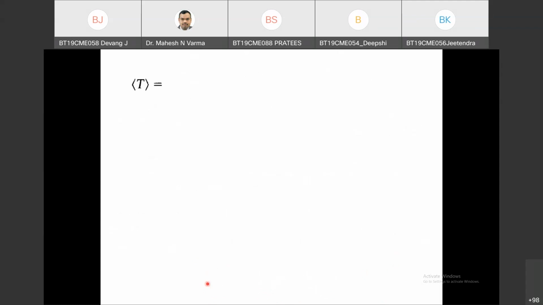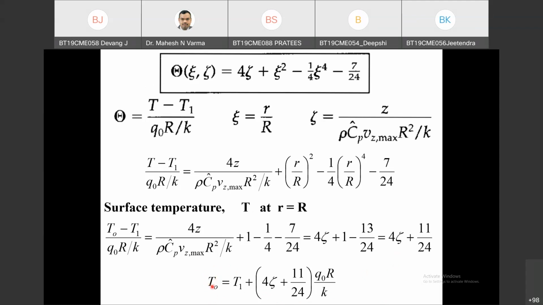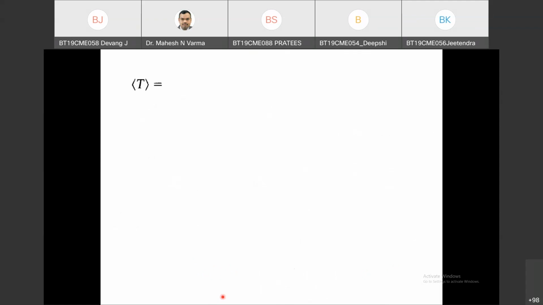Now average temperature. This is clear to you. Surface temperature will be T0. This is average temperature. How to get the average temperature? It will be integrated over 0 to R because it is a function of R. Average surface temperature over a cross section. This is not over Z. This is over a cross section.